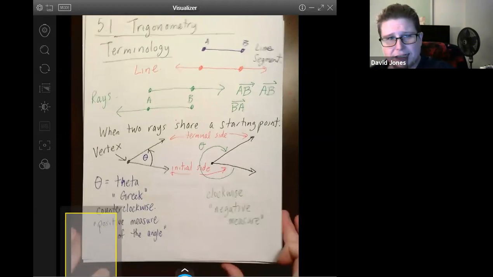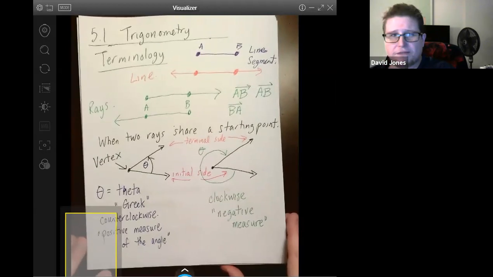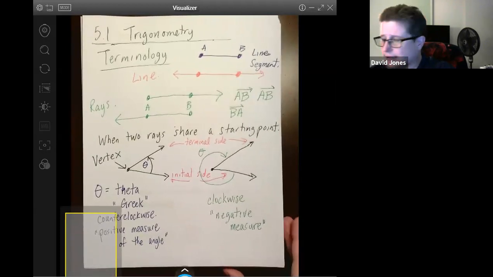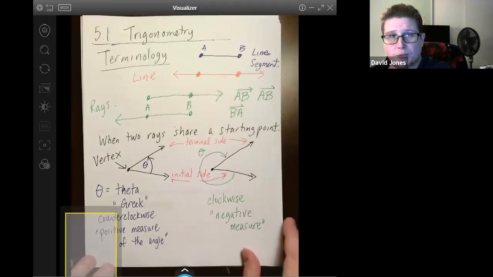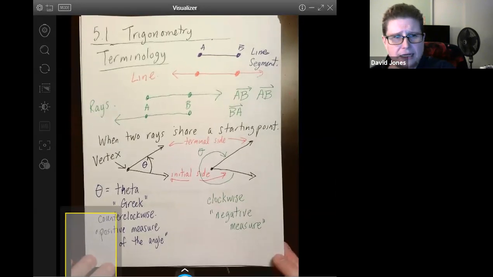I'll leave that up for a second. You might want to hit pause, take down notes if I've gone a little too fast. I will frequently pause between pages, give you time to pause and get caught up, okay?